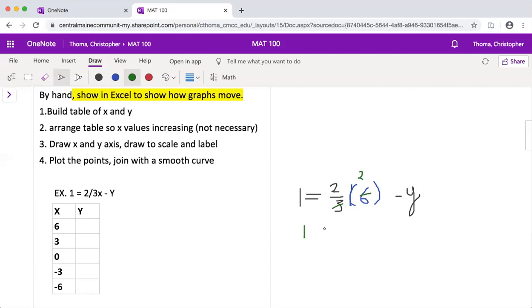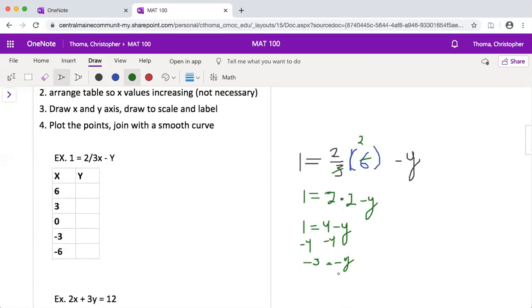So then I get 1 equals 2 times 2 minus Y. 2 times 2 is 4, so 1 equals 4 minus Y. Subtract 4 from both sides. -3 equals -Y. And then I divide through by -1 to get the Y to be positive. Y equals 3.